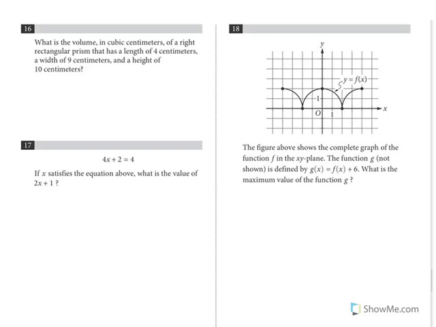What is the volume in cubic centimeters of a right rectangular prism that has a length of 4 centimeters, a width of 9 centimeters, and a height of 10 centimeters? Okay, so a right rectangular prism, that means our volume is going to be length times width times height. Or we could say the area of the base times height. So we're looking at 4 times 9 times 10. 4 times 9 is 36. 36 times 10 would be 360. And of course, we're talking cubic centimeters.